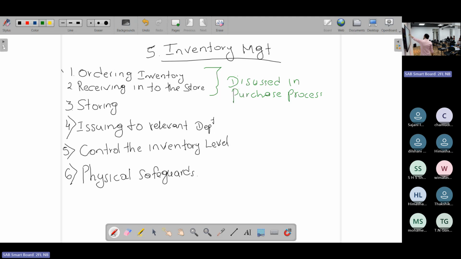So this is ordering inventory, purchase order, receiving into the stores, purchase. Now you have purchased the goods. From here onwards, the other four steps we are going to cover in the inventory management process. Each and every activity has subtopics also. One by one, we will discuss in detail. Just note down these six topics. We will start with storing.